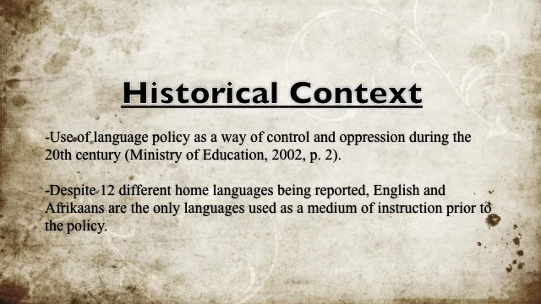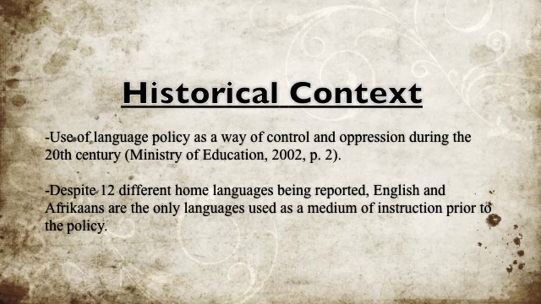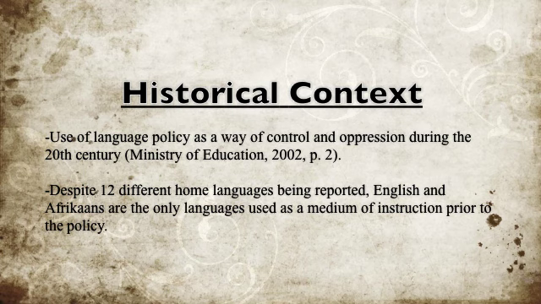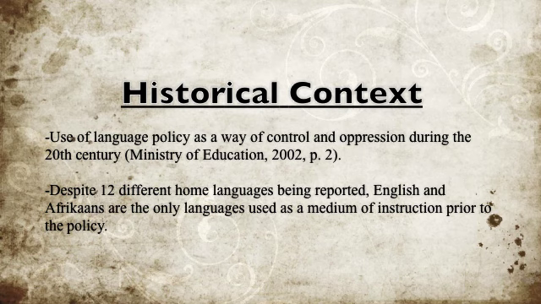Prior to this new South African language policy for higher education, the policy of separate development resulted in the privileging of English and Afrikaans as the official languages of the apartheid state, and the marginalization and underdevelopment of African and other languages. For example, despite 12 different home languages being reported, English and Afrikaans were the only languages used as a medium of instruction in higher education prior to this new policy.